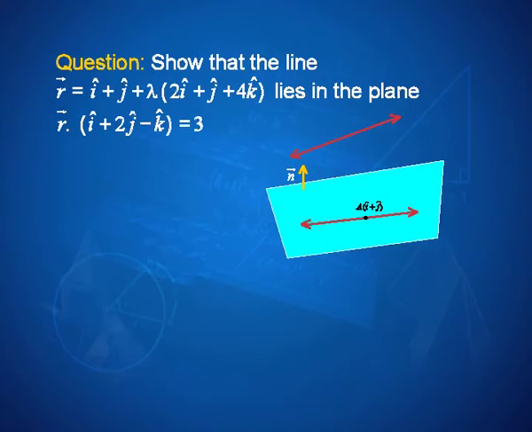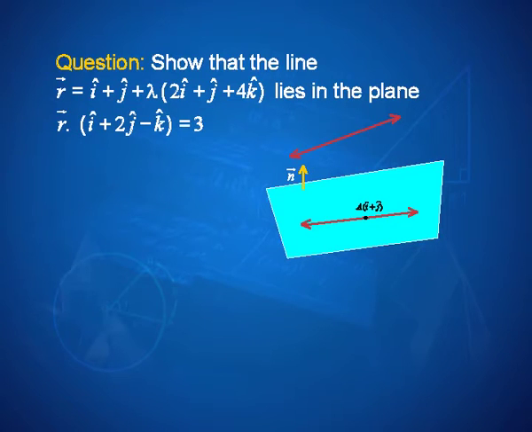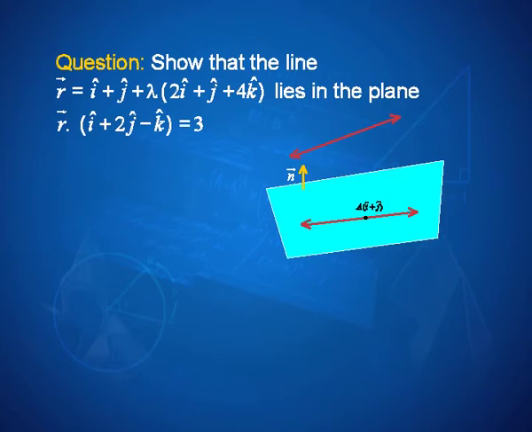Now, for the line to lie on the plane, is it enough to show that the normal is perpendicular to the line? What if the line is parallel to the plane? The condition is still satisfied, but the line does not lie on the plane. So, for the line to lie on the plane, along with showing that the normal is perpendicular to the line, I must show that the point which lies on the line also is a point of the plane.